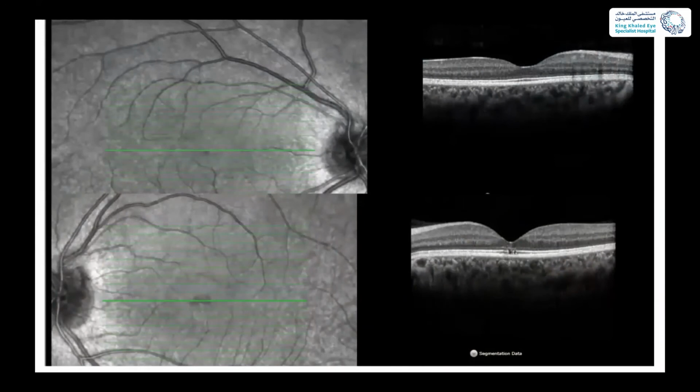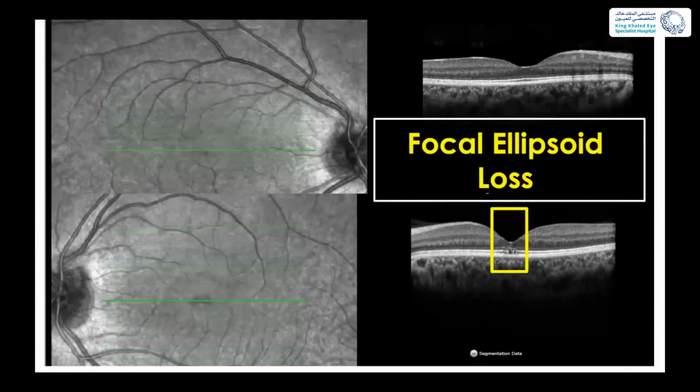And this is the OCT above for the right eye. You can see it's a normal OCT, normal macular thickness and foveal contour. But in the left eye, you can see here, this is the ellipsoid zone, and there's a discontinuation of the ellipsoid zone. This is what we call focal ellipsoid loss. And some people call it outer retinal cavitation.